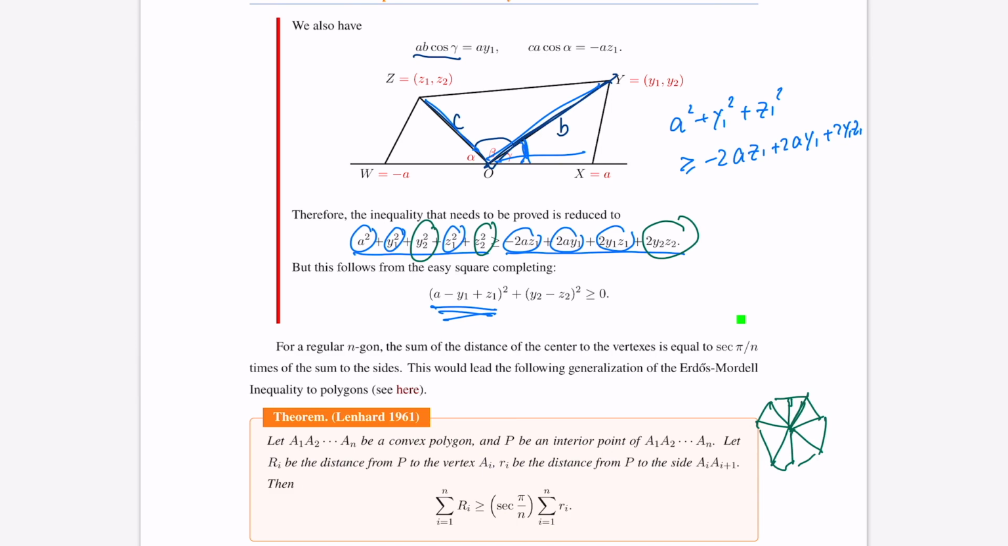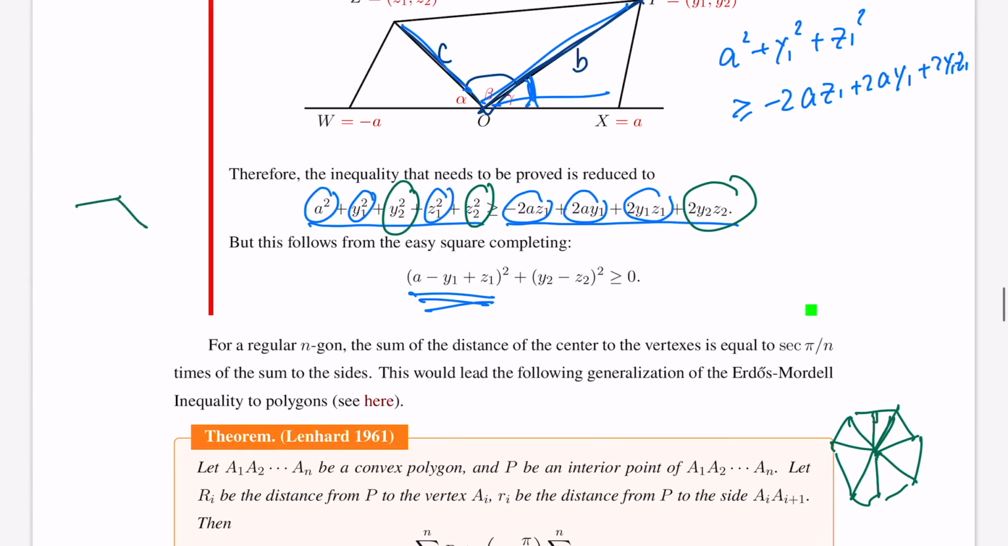So let me draw the picture. I draw a hexagon, and the distance to each of the six vertices is, let's say, R, and there are 6 of them. And the distance to the sides depends on this angle. This angle is pi over 6. Why? Because this is 2 pi over 6, which is 60 degrees, and half of it is pi over 6. In general, for a regular n-gon, this would be pi over n.